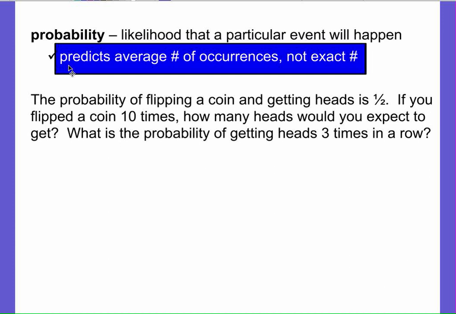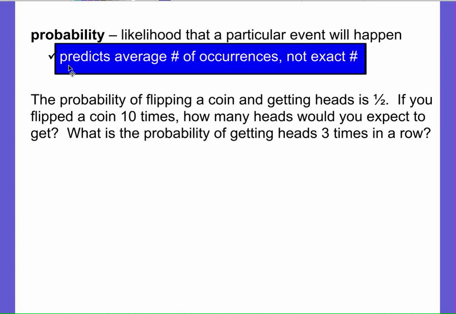So this first question here, the probability of flipping a coin and getting a head is going to be 1/2, right? There's only heads and tails. There's only two options, so one in every two flips, you should get a head. But that doesn't mean that that's always going to work. If you flipped a coin 10 times, you would expect that half of those flips would end up being heads. So you would expect to get 5 heads. But that's not necessarily going to be true, but that's what you would predict.